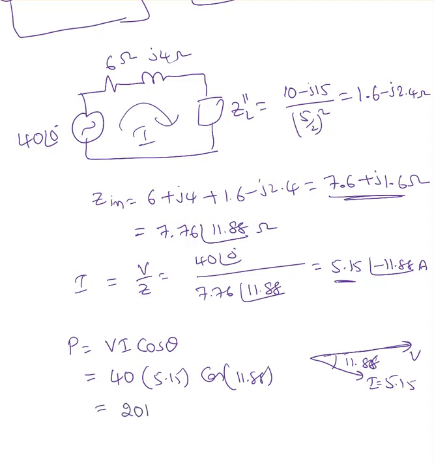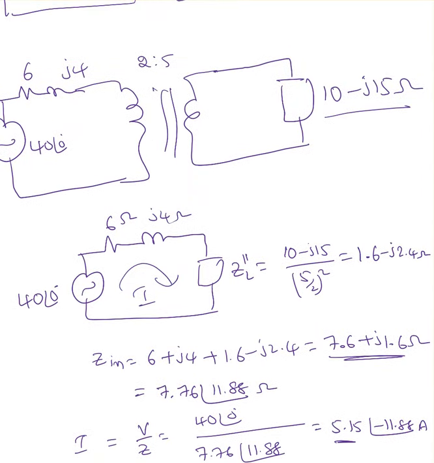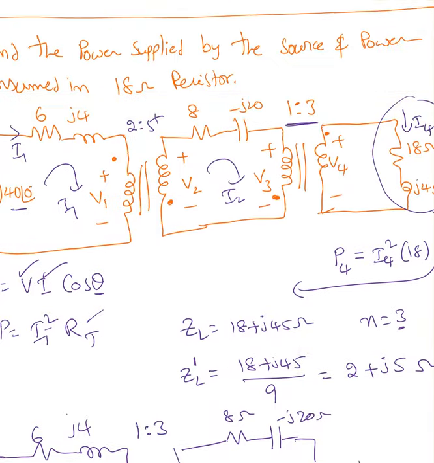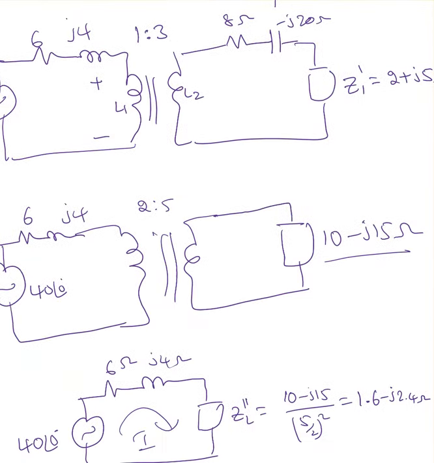This value is 201.58 watt. Okay, that's the power supplied by the source, so P source. Next question he asked about what is the power consumed in the 18 ohm resistor. Okay, to do that I'm going to use the transformer ratio.